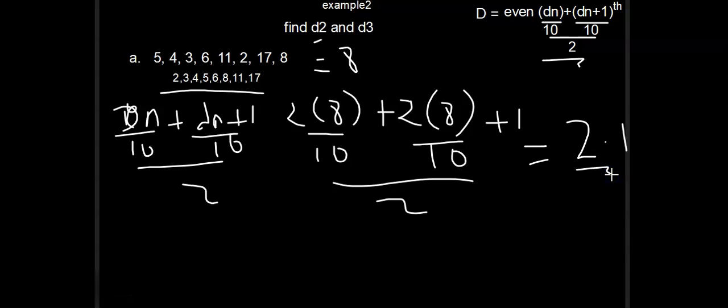The difference between the decile and the quartile is that I'm not going to go to the second term, and I'm not going to add the next term and divide by 2.